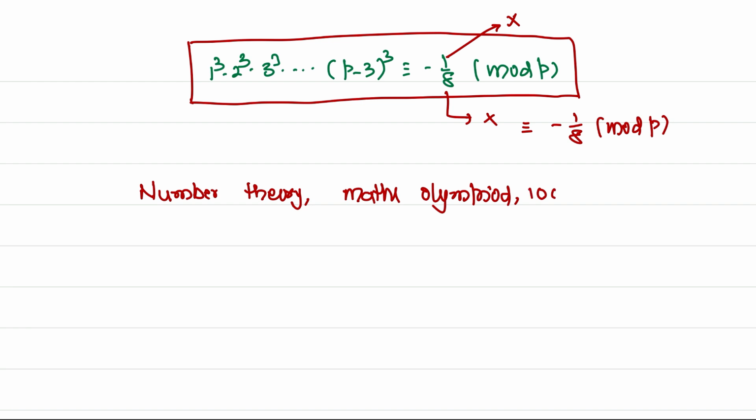which is vital for Maths Olympiad, IOQM, RMO, and then your JEE Mains and JEE Advanced examinations.